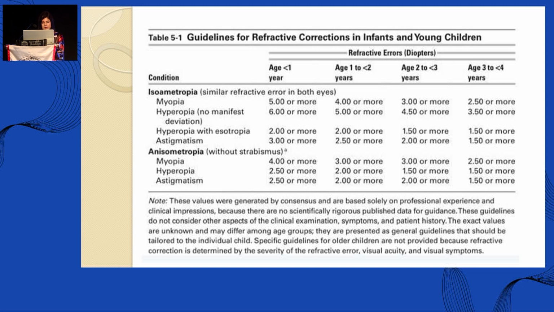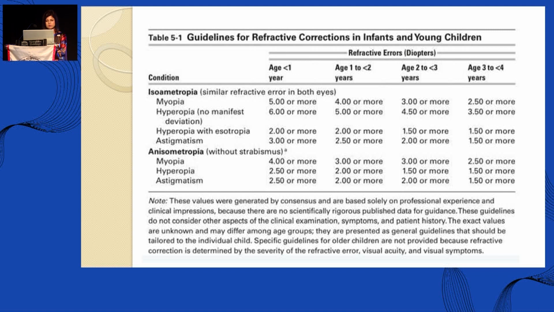These are the American Academy guidelines. I think Mr. Paradigal and the previous speakers showed this earlier. As I told you, we have to consider several factors. The age of the child, here you can see less than 1 year, 1 to 2, 2 to 3, and 3 to 4. Then we consider whether it is isometropic or anisometropic, myopic or hyperopic, and whether the patient has manifest deviation or not.